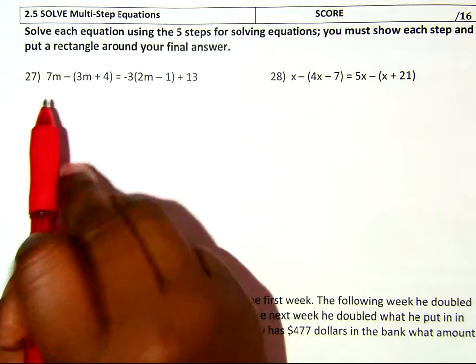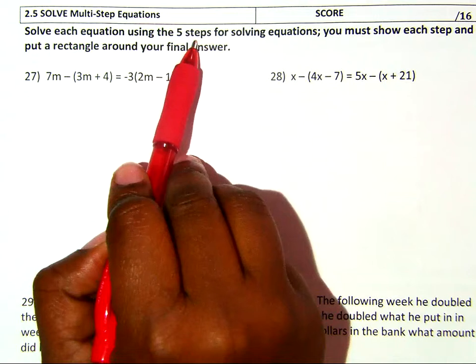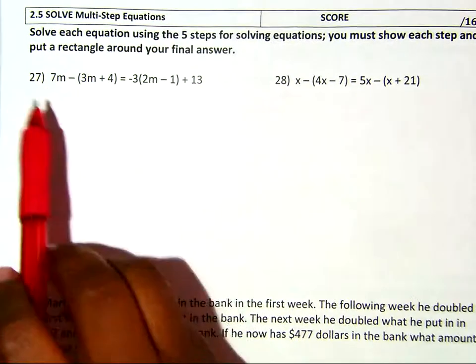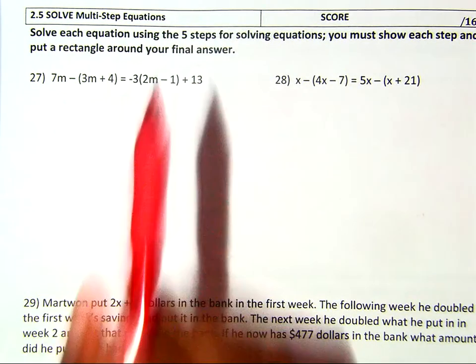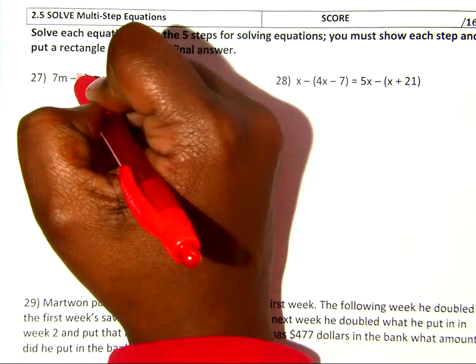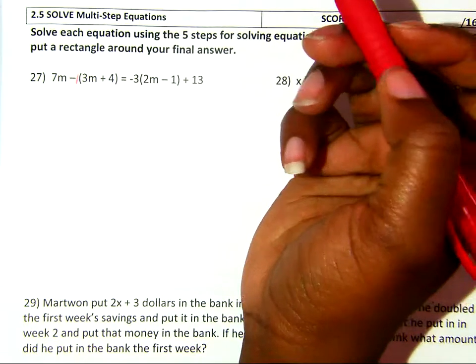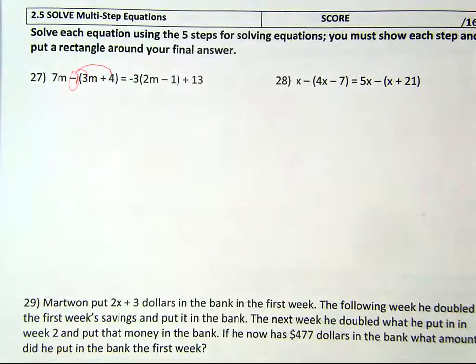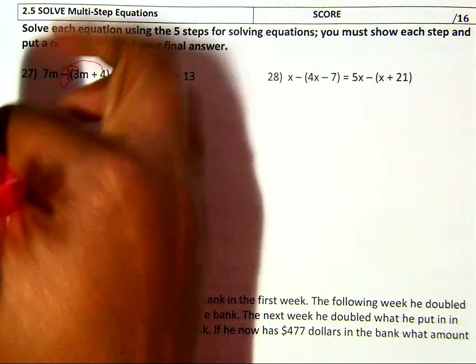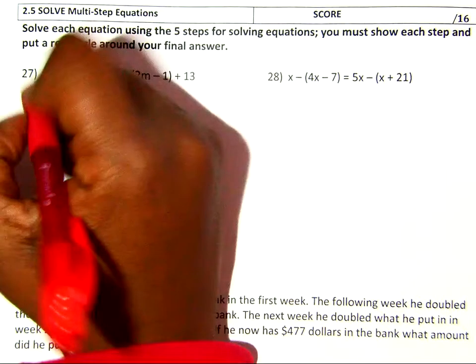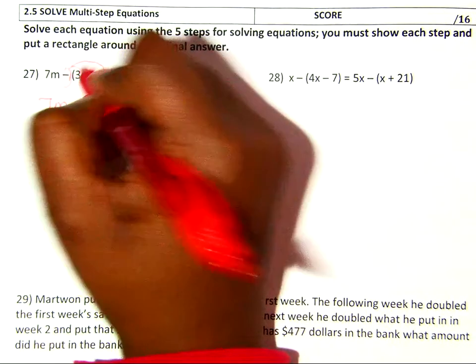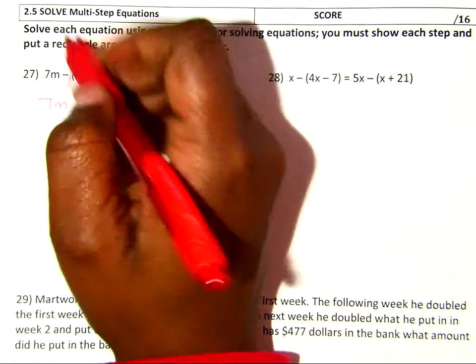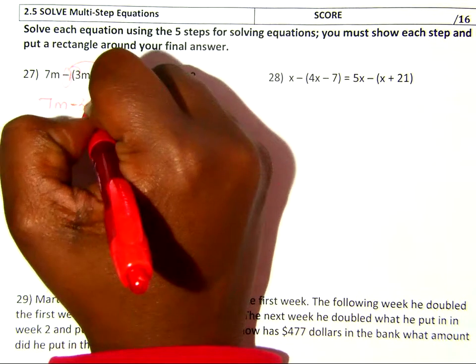Can I distribute? Here, I actually can. This is really a -1, okay? So I'm going to distribute this -1 there and there. And when we distribute, we're multiplying, all right? So I'm going to write my 7m. -1 times -1 times 3m is -3m. -1 times +4 is a -4.